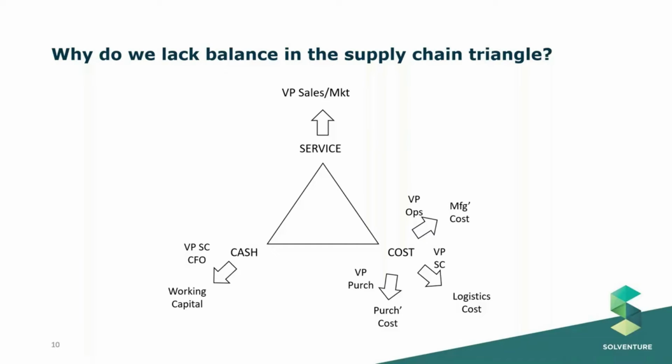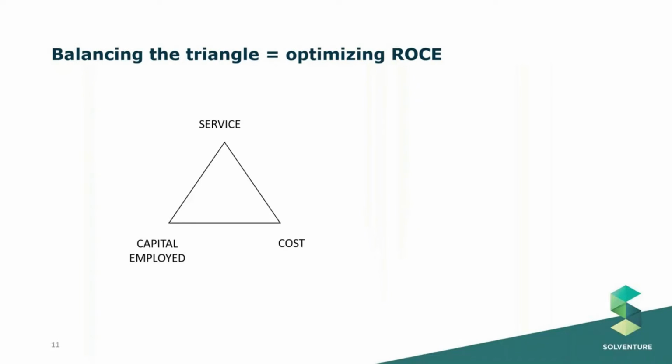And balancing the triangle is not optional, it's really mandatory. That's also one of the fundamentals of the strategy-driven supply chain. To understand that, we look at the triangle from an investor's perspective. So we say service is a driver for the top line. If I improve service and I don't have an impact on the top line, then maybe I'm just overdoing it. So service is a driver for the top line, the sales revenue.